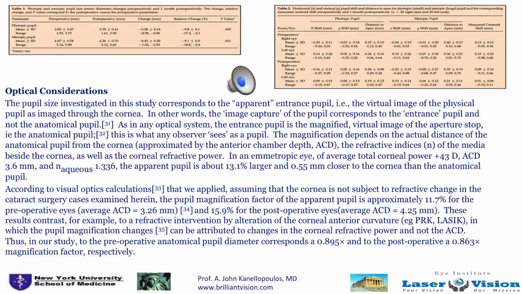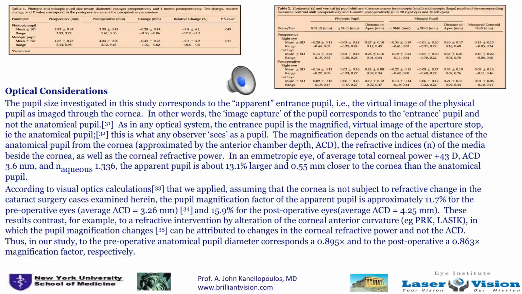According to visual optics calculations that we have applied, assuming that the cornea is not subject to refractive change in cataract surgery, there are minute changes as we know. The pupil magnification factor of the apparent pupil is approximated to 11.7% of the preoperative eyes and 15.9% of postoperative eyes due to the change in the anterior chamber depth, and that's also a calculation we performed in the study.